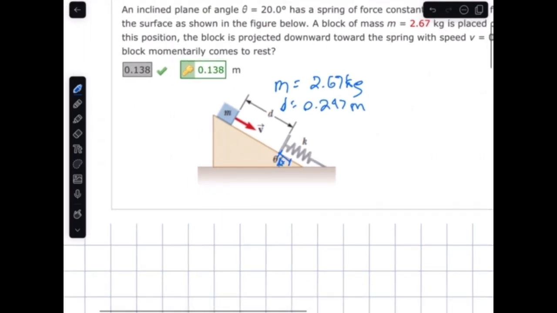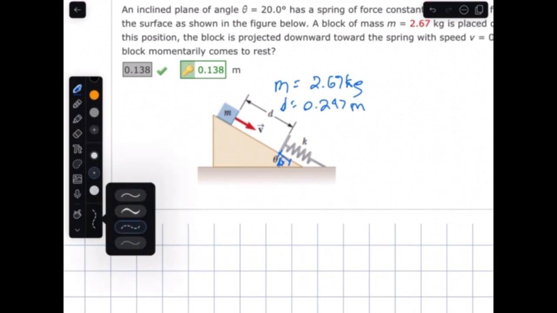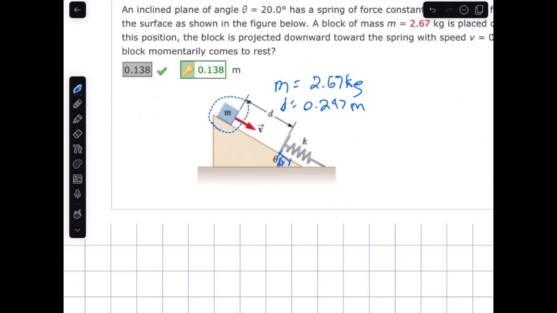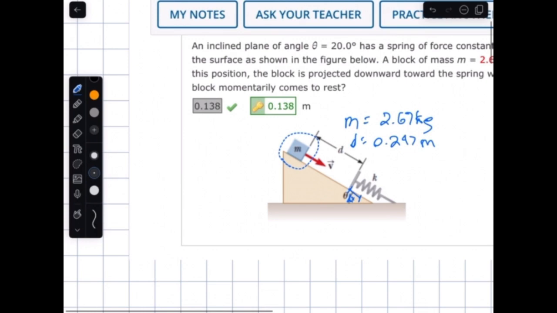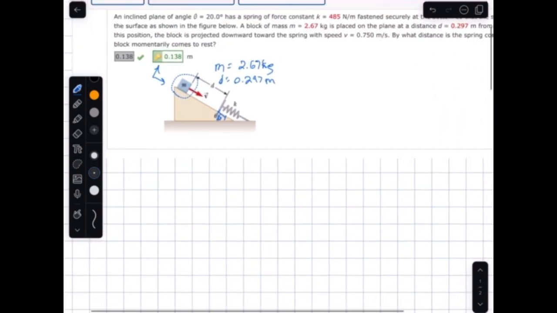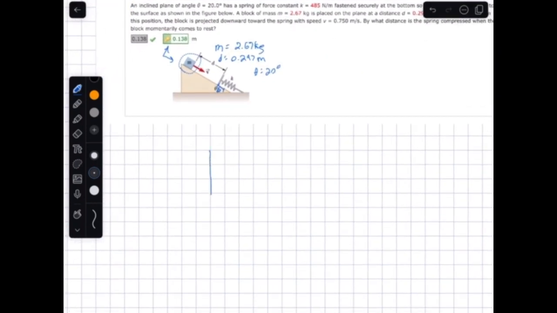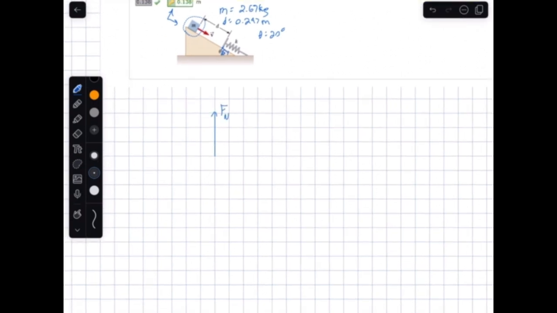First we will circle our system, which is here, and make this our coordinate axis. Then we're going to make a free body force diagram, with theta equals 20 degrees. I'm going to rotate it so the normal force is pointing up. We'll call this the normal force, and the force of gravity will be at a 20-degree angle.